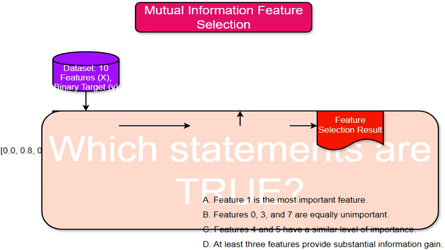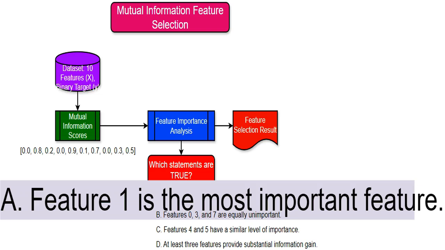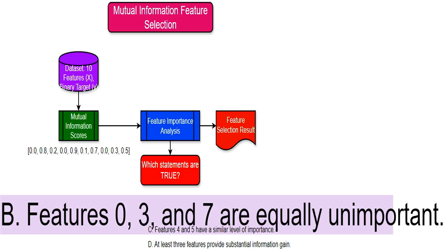This is the core question of the quiz. I'm given 4 statements and I need to decide which ones are correct based on the mutual information scores. This statement claims that feature 1 is the most important. I need to check if this is true using the scores. This statement says that features 0, 3, and 7 are equally unimportant. I'll examine their scores to see if this is true.